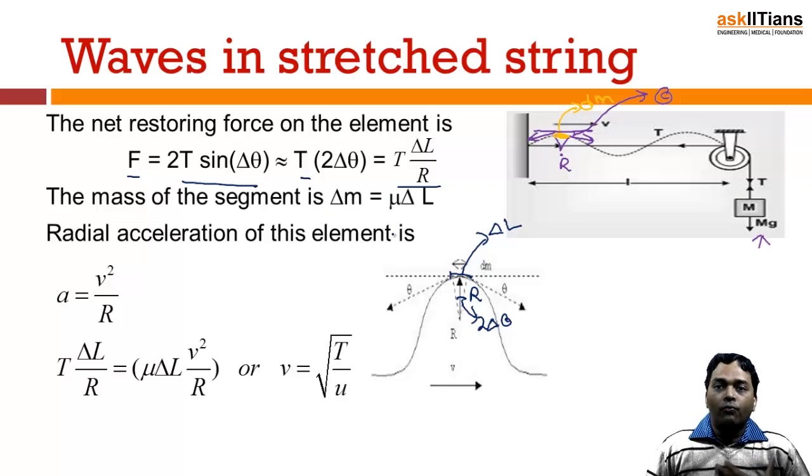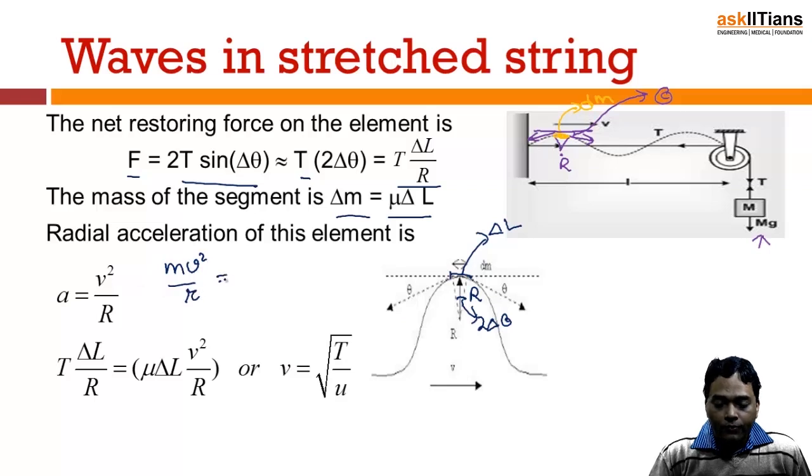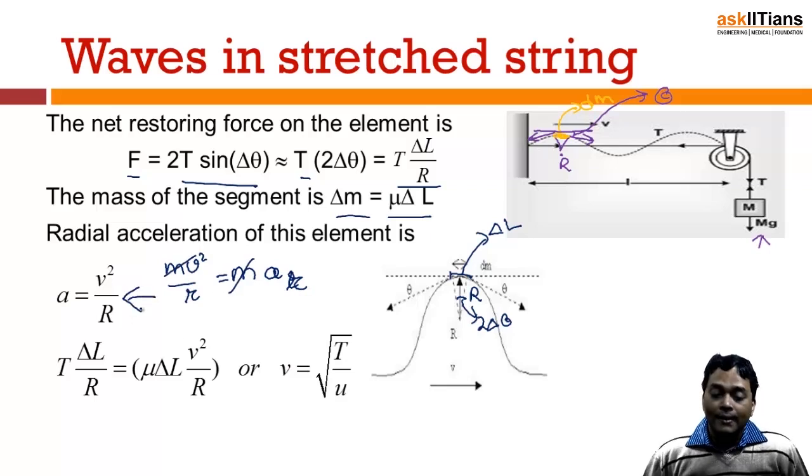Therefore, if you now want to find out the mass, the mass delta M is going to be given by mu, which is the mass per unit length, into the length of that particular portion. Because there is a centripetal force, we know that mv square by r is the centripetal force. If I equate that to a times m, the mass gets cancelled, and this gives us the centripetal acceleration.